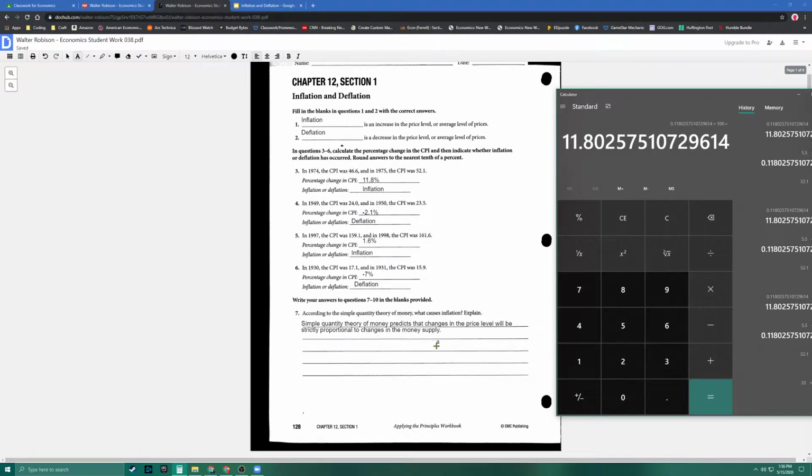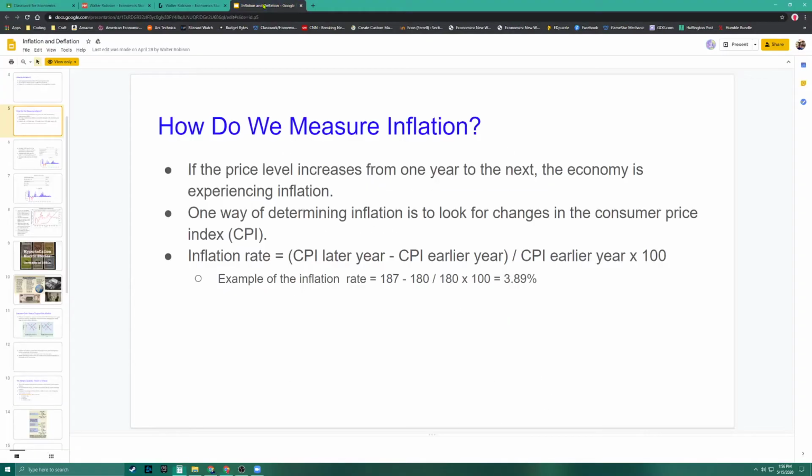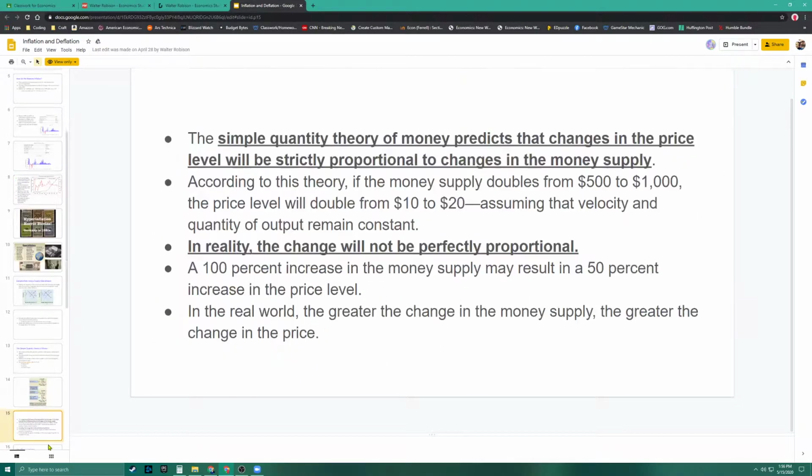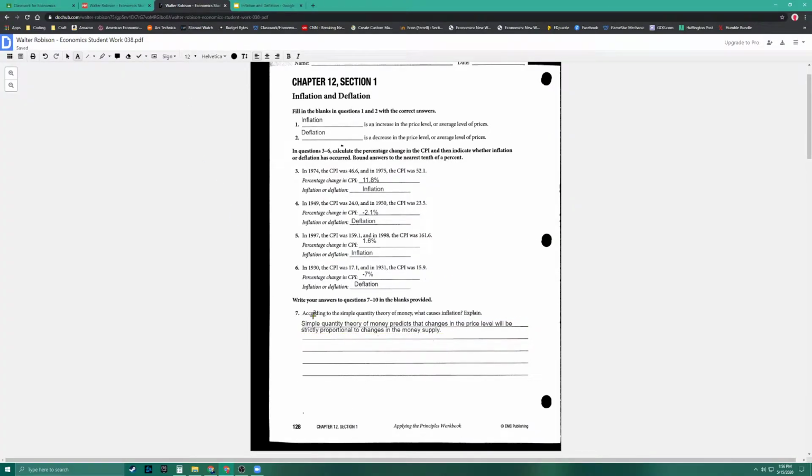All right. Question 7 says, according to the simple quantity theory of money, what causes inflation? Then explain. Okay. So let's see, where's it at? I think it's 15. So 15 gives you the answer: the simple quantity theory of money predicts that changes in the price level will be strictly proportional to the changes in the money supply. So that's the second answer. That's the explanation part, right? But this is asking you like what causes the inflation. So you can copy and paste that part of your answer from 15 and I'm fine with that. But this is asking you what are the causes.